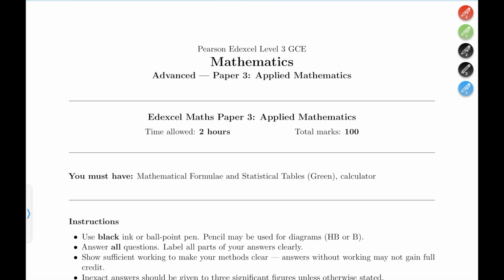And today we're going to be going through another practice paper in preparation for the applied paper on Thursday.